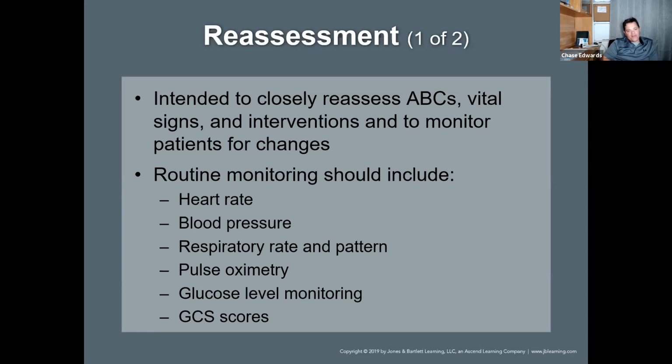And then from there, you're going to follow on with your reassessment. Oh, look at there. GCS scores.